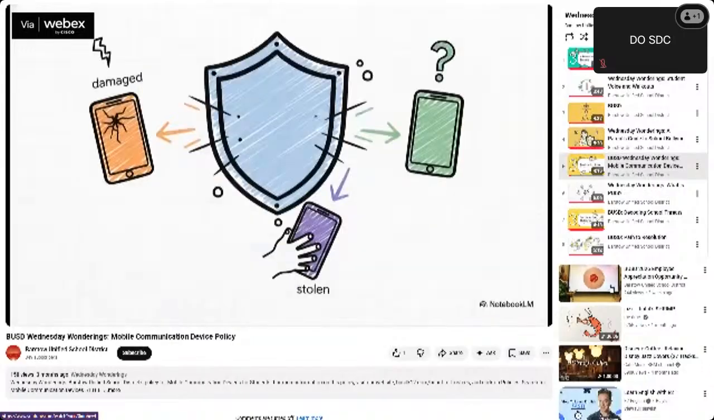And here is the final, absolutely critical piece of information for every single family. When a student brings a device to school, they are doing it at their own risk. The district makes it crystal clear that they are not responsible if that device gets lost, stolen, or damaged.